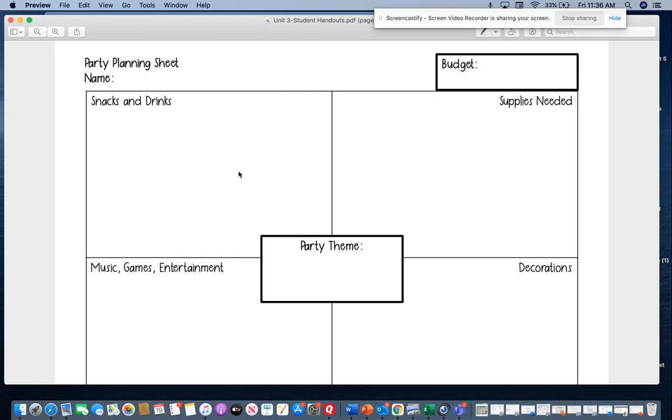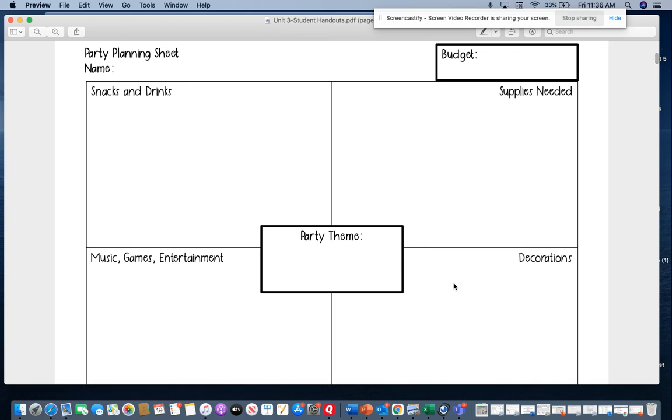So that is what you're going to do in your social studies journal today. And we're going to talk more about this later. I'm going to create a discussion so we can come up with some different ideas to talk about what our party would look like.